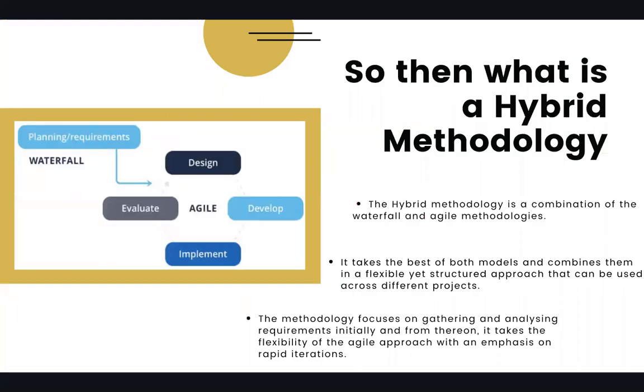So finally, what is a hybrid methodology? The hybrid methodology is a combination of waterfall and agile methodologies, and it takes the best of both models and combines them in a flexible yet structured approach that can be used across different projects. The methodology focuses on gathering and analyzing requirements initially, and from there on, it takes the flexibility of the agile approach with an emphasis on rapid iterations.